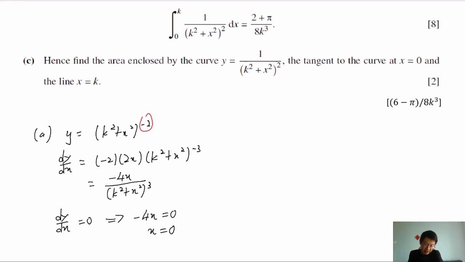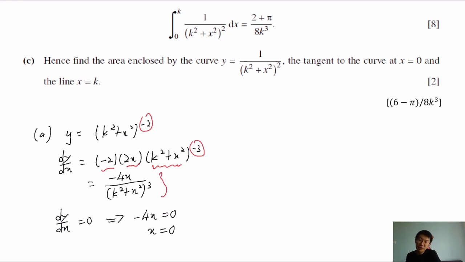the power -2, we need to multiply. So the power will be -1, we'll get -3 for the power. And then we also need to look at inside the bracket, so we have to differentiate it. So k squared is a constant, x squared when we differentiate we get a 2x, and then when we tidy up, this is what we get.